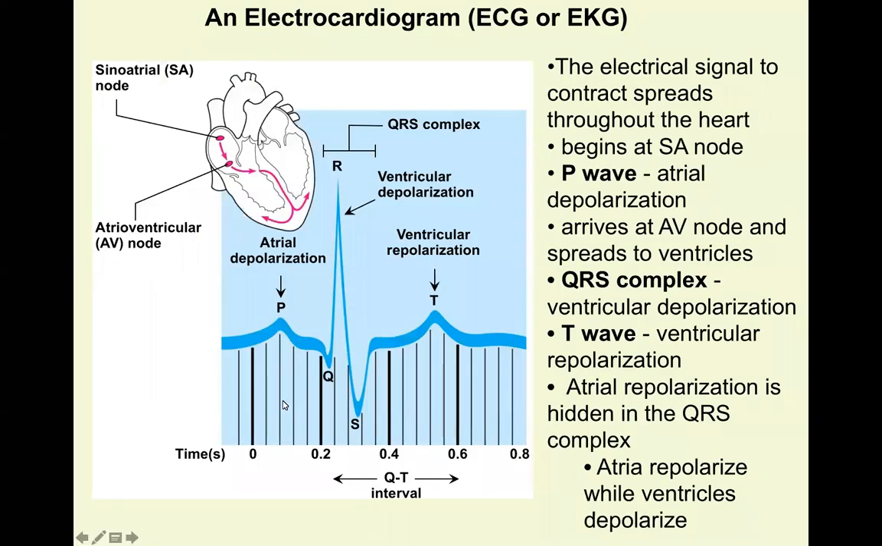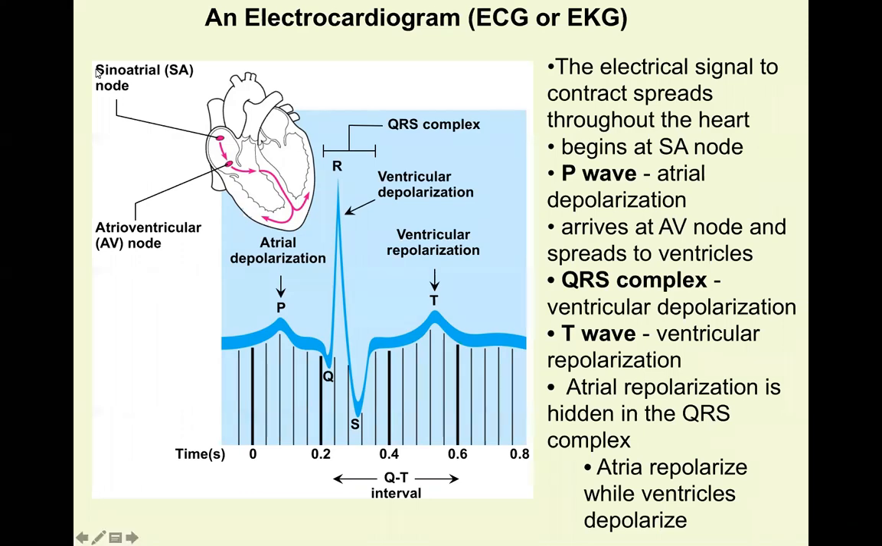This figure shows a typical EKG. First, look at the upper left-hand corner. This shows how the electrical activity spreads through the heart. It begins at the SA node, located in the roof of the right atrium. The SA node contains a collection of conducting cells that starts the heartbeat and sets the pace for the whole heart. Thus, it is often called the pacemaker.